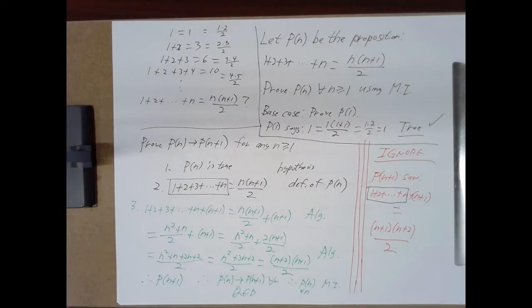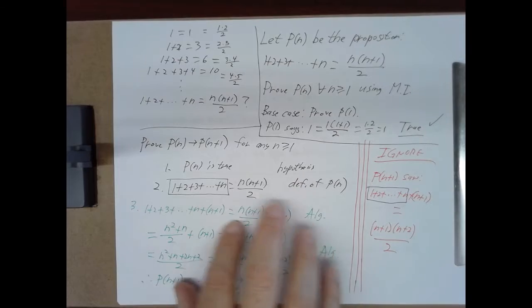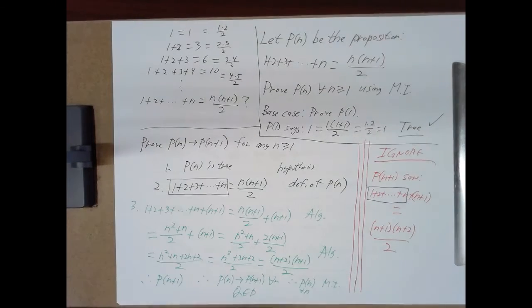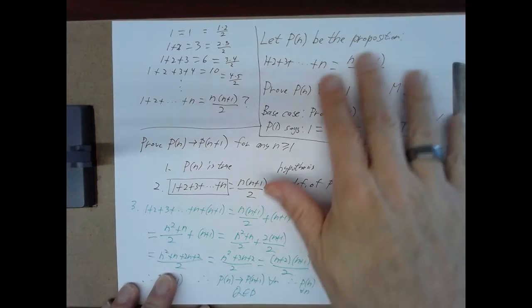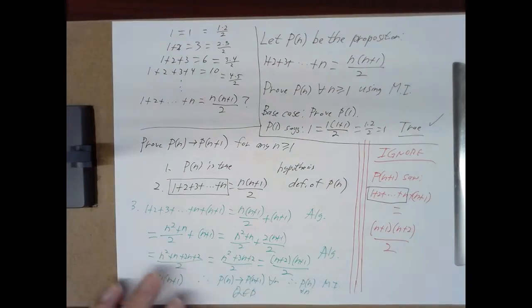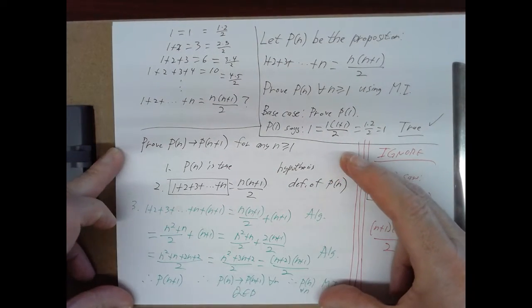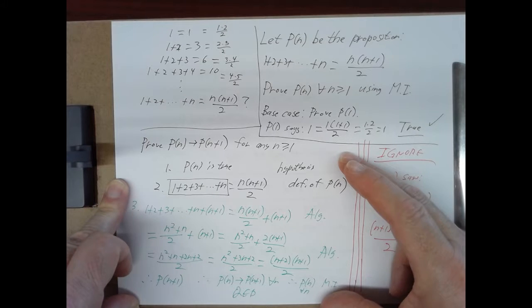So there's identifying a proposition. There's proving a base case. There's stating the inductive step. And then there's this legwork part of trying to go from P of n to P of n plus 1. And that's usually where the real effort comes in. This is all kind of formalism. Base case is usually pretty straightforward. But this is where you really got to scratch your head and do the puzzle solving.